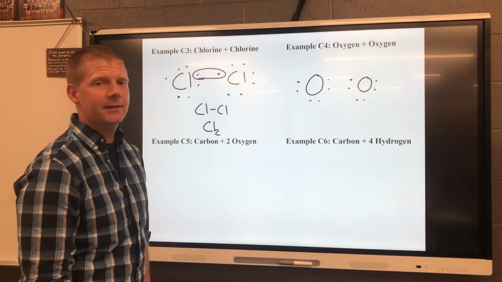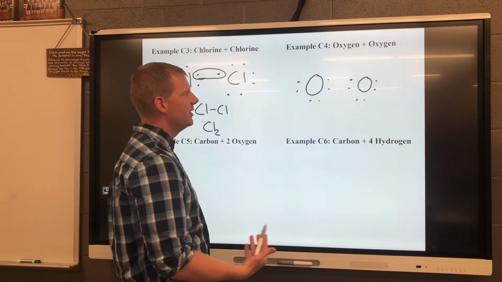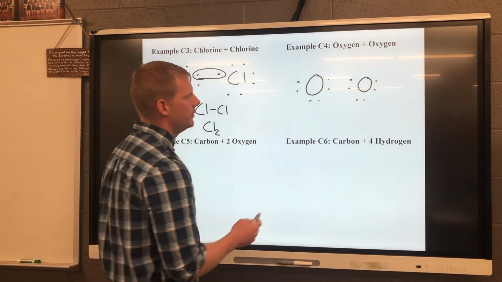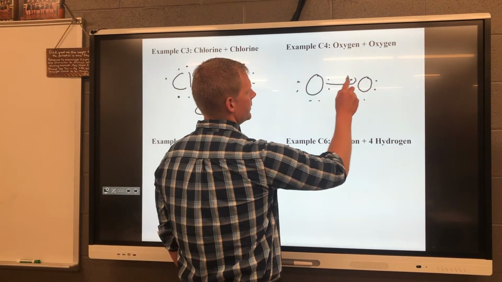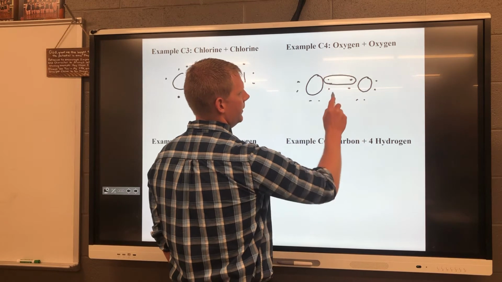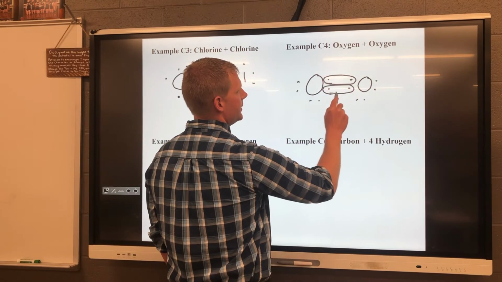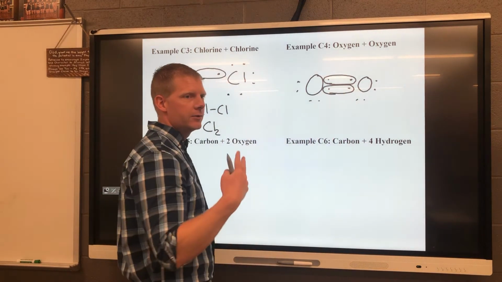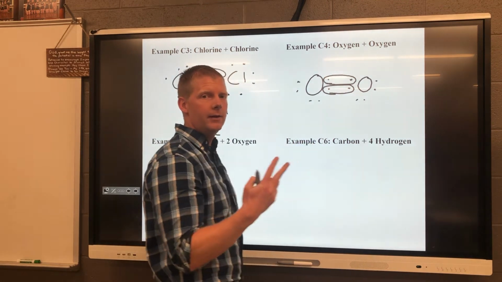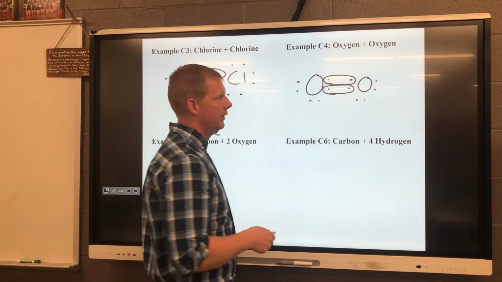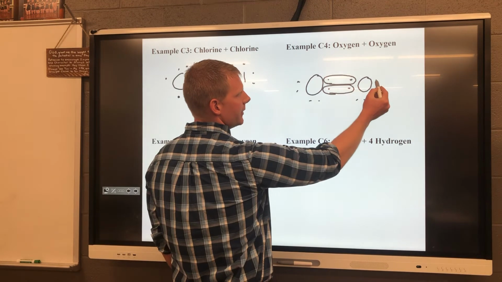All right, they have 6. We know they want to get to that magic number 8, so they're going to have to share 2 pairs. So if I circle 1 pair, I circle another one. Each time you circle a pair, you will never circle more than 2 valence electrons with 1 circle. So now I can count this out, make sure they're happy at 8.